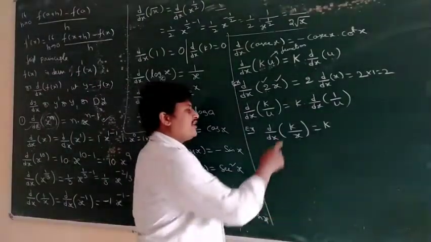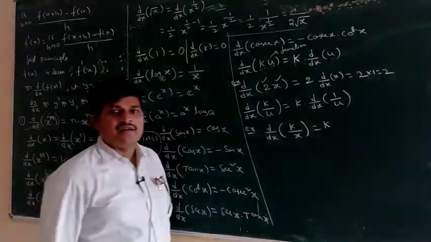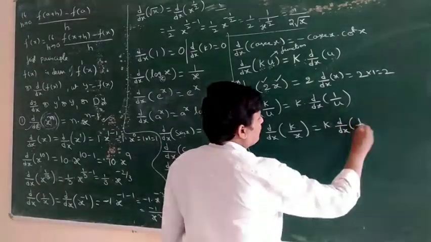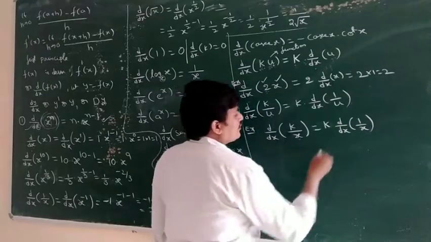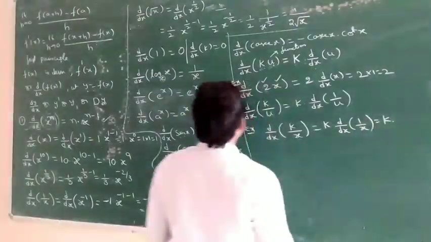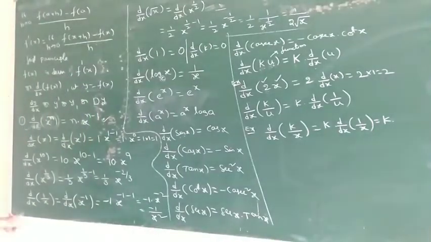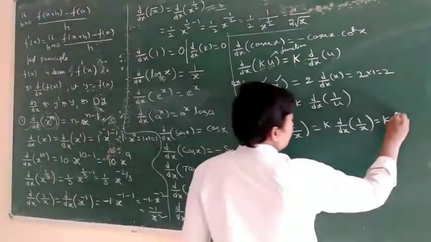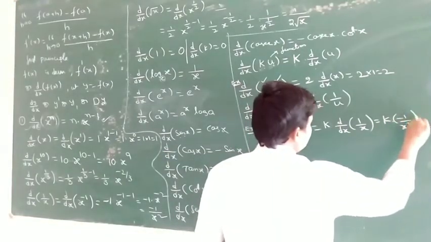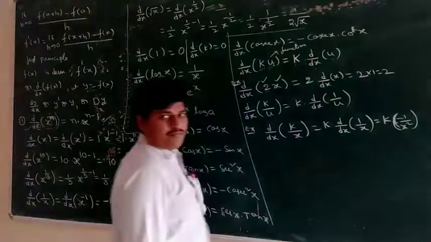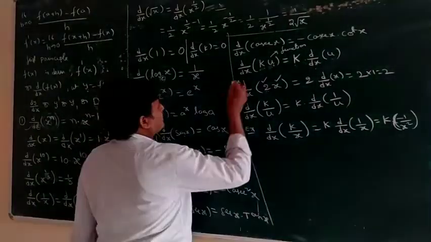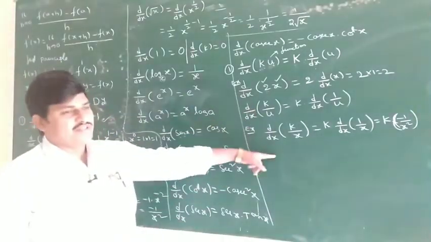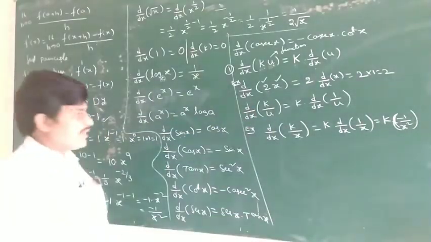So k is a constant, k stays separate from the derivative, limits also same. The constant is separate from the derivative into d by dx of 1 by x. So that is equal to k into d by dx of 1 by x. Here d by dx of 1 by x is equal to minus 1 by x square. Okay, these are the main things. These are only formulas. This is applications, problem applications.